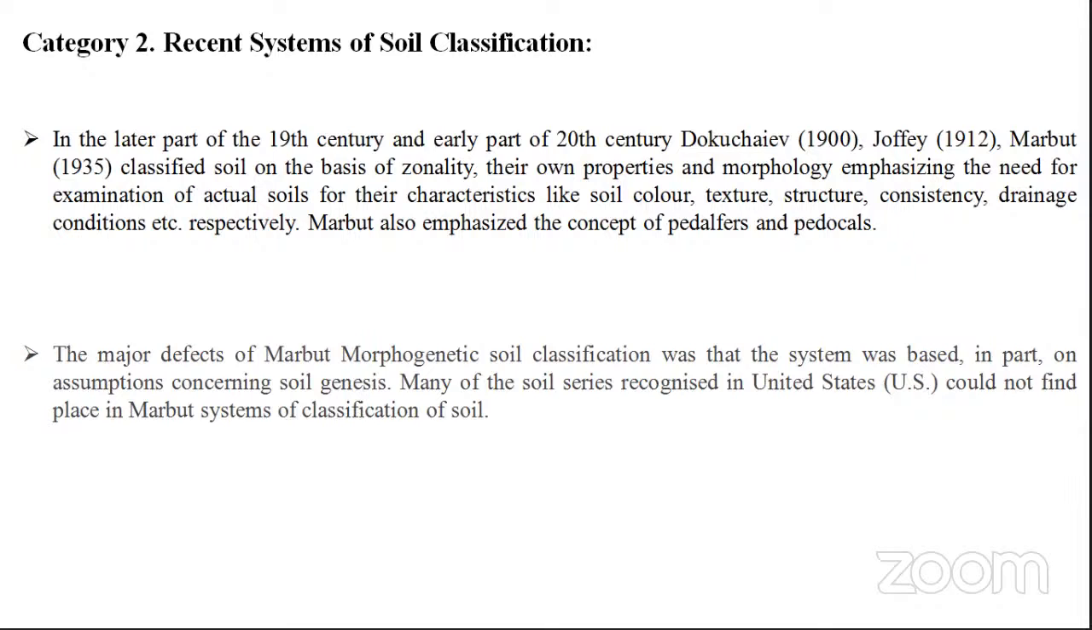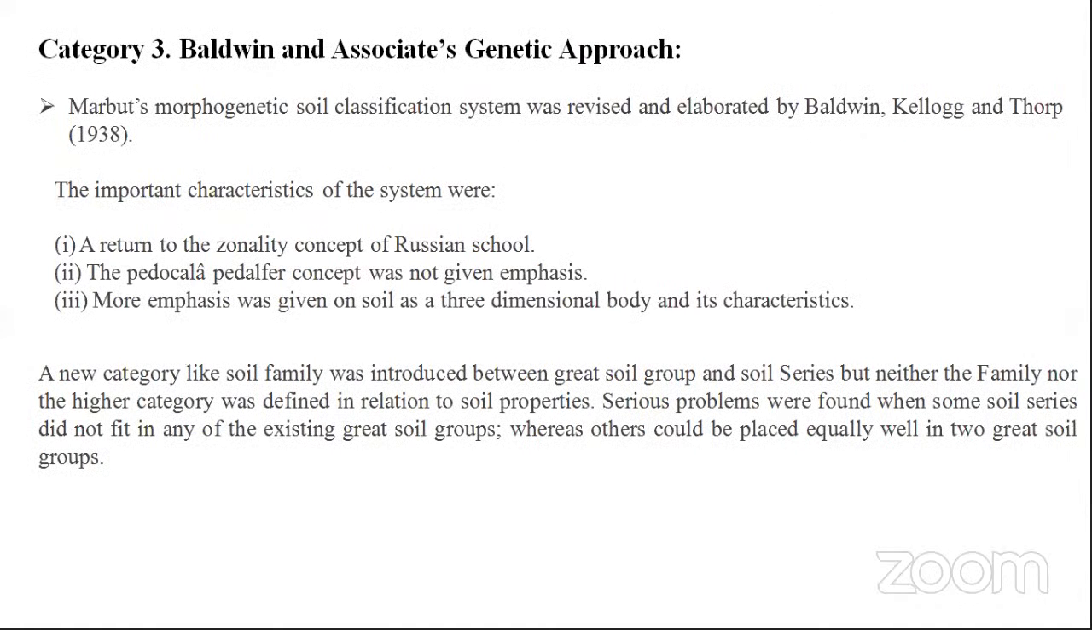Okay, students. So later on, Baldwin and associates made some revisions. They made some sort of finishing for the Marbut morphogenic classification. The important characteristics are that they retained the generality concept and gave more emphasis. For the first time they saw the soil as a three-dimensional body, and they also included many categories like soil family.